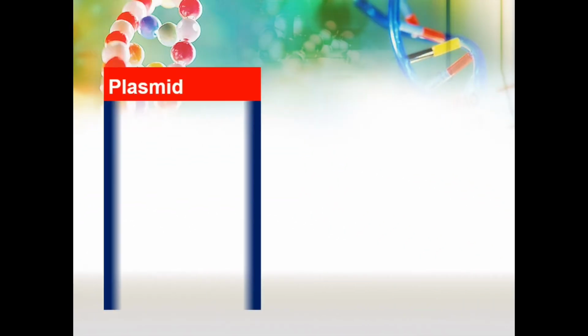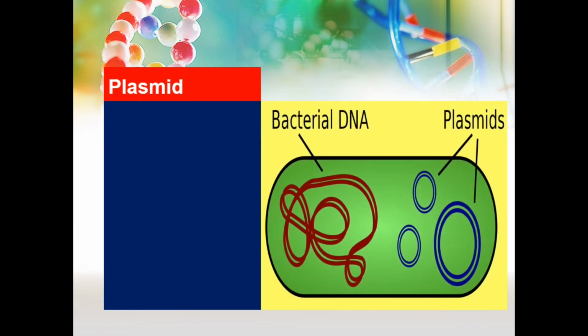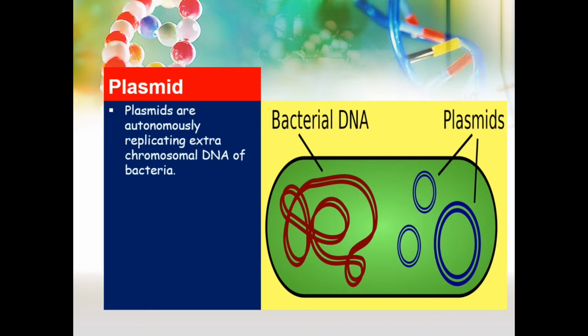What are plasmids? As you studied already, in bacteria, they have their own chromosomal DNA. In addition to that, some bacteria have a circular extra chromosomal DNA. This DNA is capable of replicating on its own because it has its own origin of replication. So such autonomously replicating extra chromosomal DNA are known as plasmids.